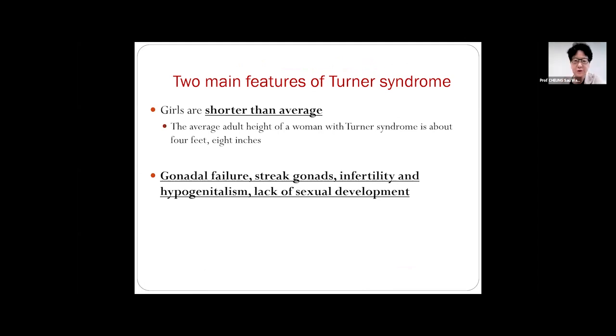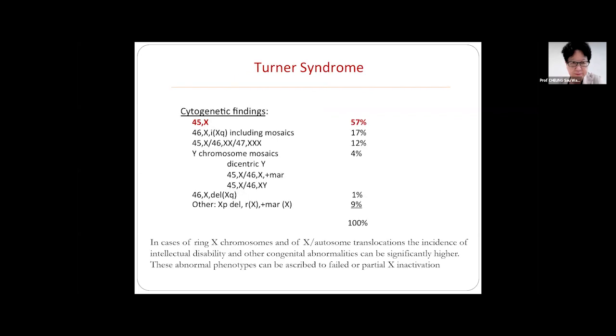Two main features of Turner syndrome: girls are usually shorter than average. The average adult height of a woman with Turner syndrome is about 4 feet 8 inches. And gonadal failure, streak gonads, infertility, and hypogenitalism, lack of sexual development, are usually associated with Turner syndrome.